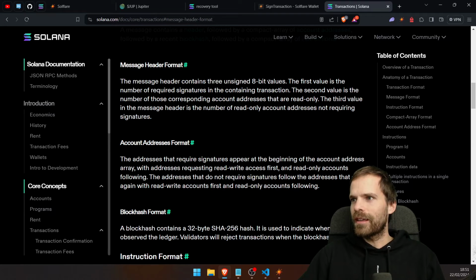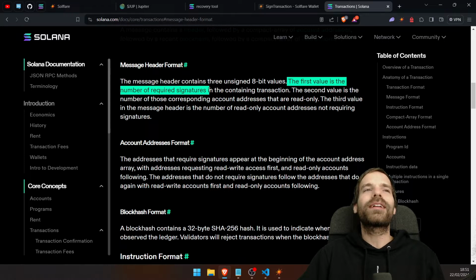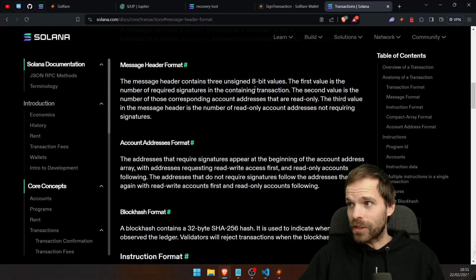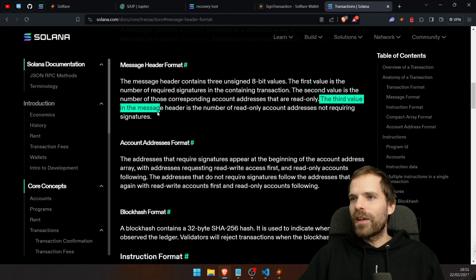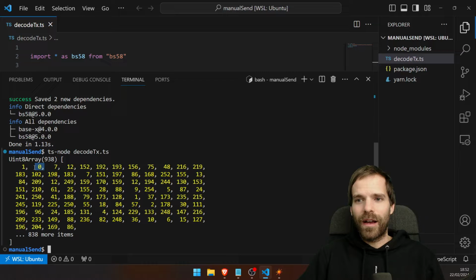Contains 3 unsigned 8-bit values. The first value is the number of required signatures. Oh, required signatures. Okay, so 1 required signature. The second one is the number of those corresponding account addresses that are read-only. The third value is the number of read-only account addresses not requiring signatures. So total signatures, how many of the signers are read-only?